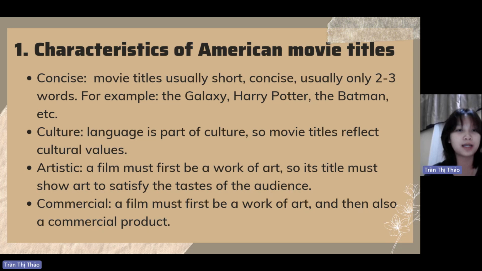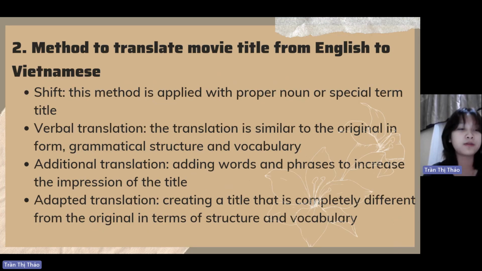Next, the methods to translate movie titles. The first is shift. This method is applied to a proper noun or special term title. The second is verbatim translation. The translation is similar to the original in form, grammatical structure, and vocabulary. The third is additional translation, adding words and phrases to increase the impression of the title. And the last one is adapted translation, creating a title that is completely different from the original in terms of structure and vocabulary.